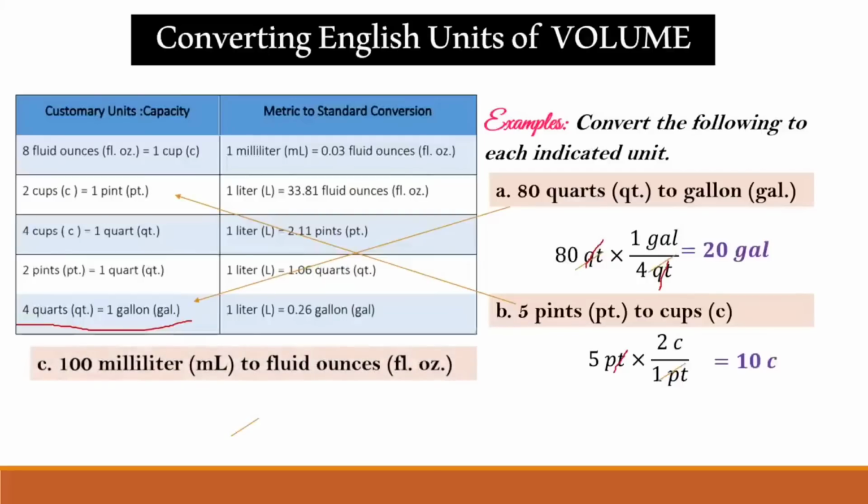And for the third example, we are going to convert 100 milliliter to fluid ounces. From our conversion table, we can use 1 milliliter is equal to 0.03 fluid ounces. And we will have 100 ml times 0.03 fluid ounces over 1 ml. We cancel ml to ml, and we are left with 100 times 0.03 fluid ounces, and the result or the product is 3 fluid ounces.